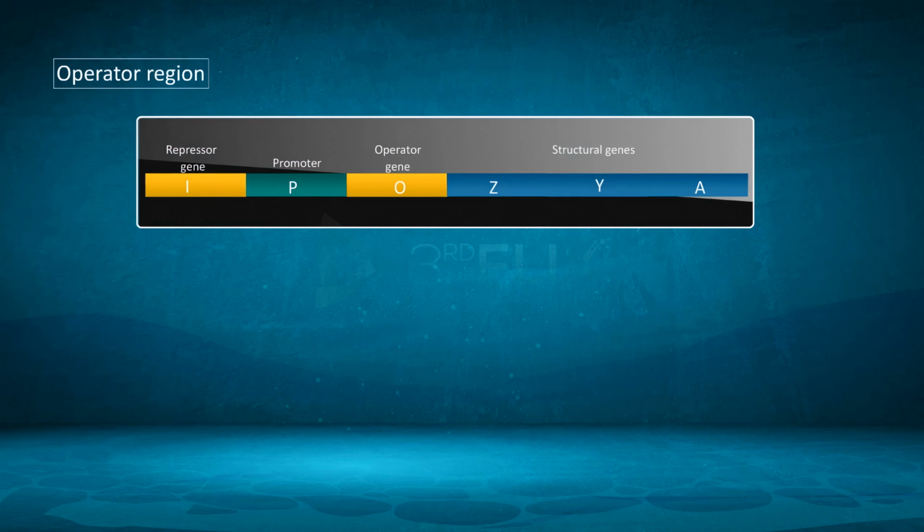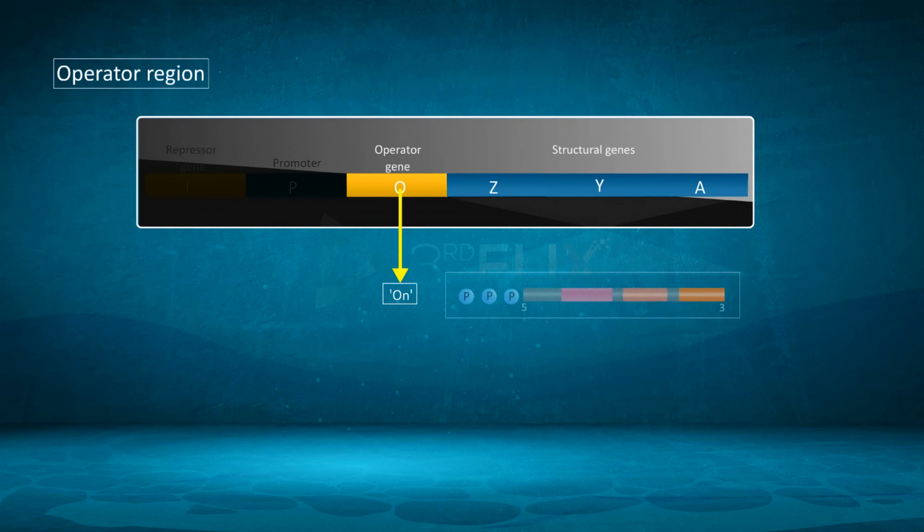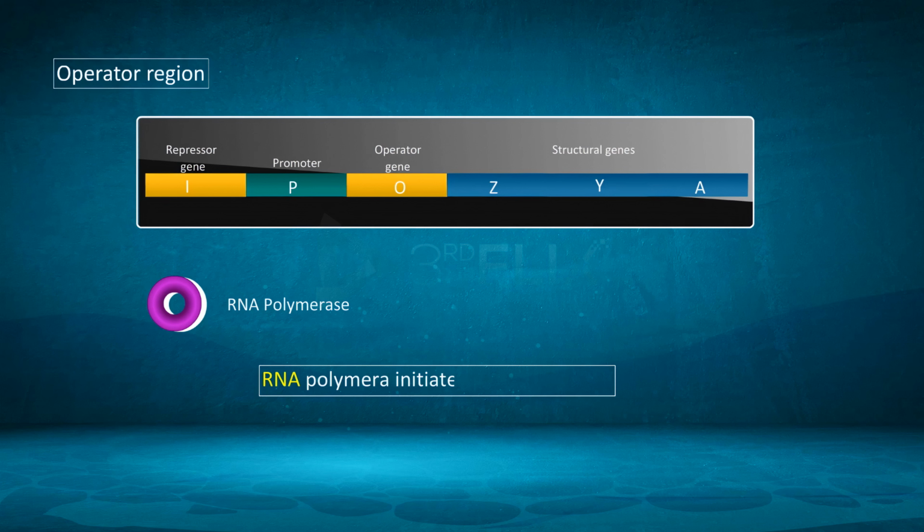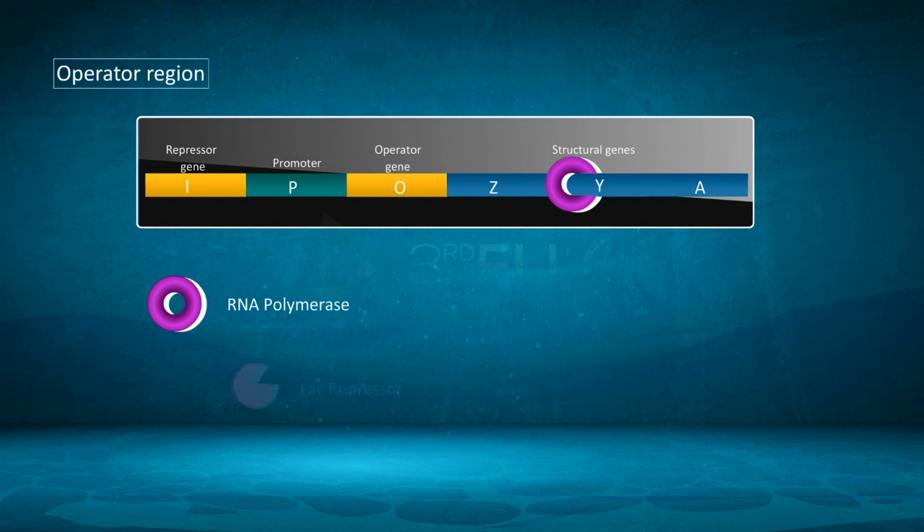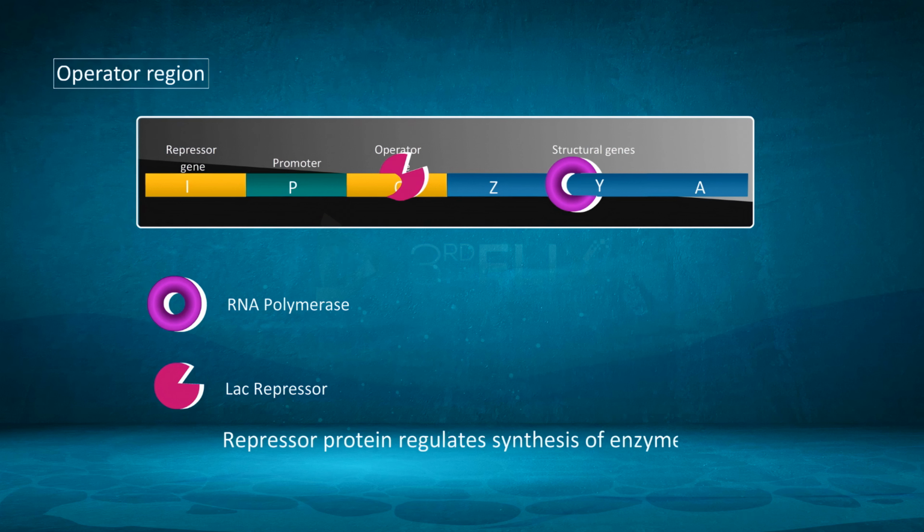Operator region. The operator is situated upstream to the structural genes. When it is on, the structural genes transcribe mRNA. When it is off, there is no functioning of the structural genes. The enzyme RNA polymerase is responsible for transcription of mRNA. It binds to the promoter region and moves along the operator region and structural genes. The repressor protein produced by the regulator gene binds at the operator to regulate the synthesis of enzymes.